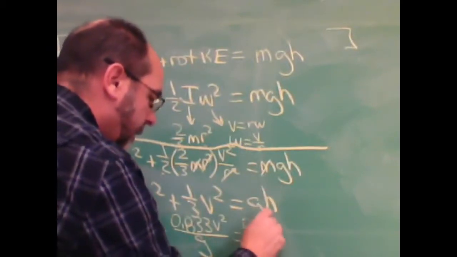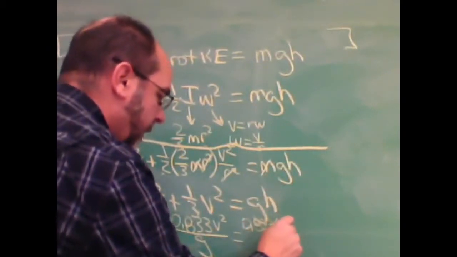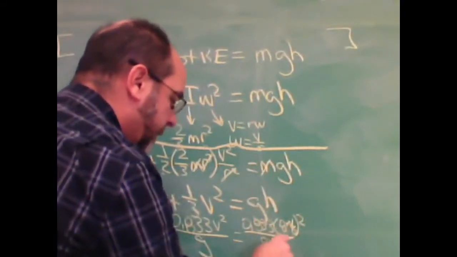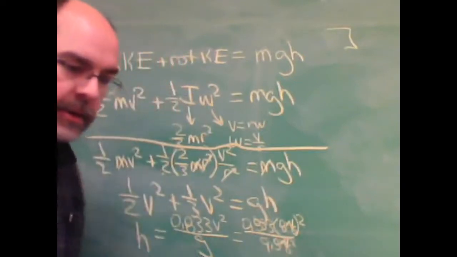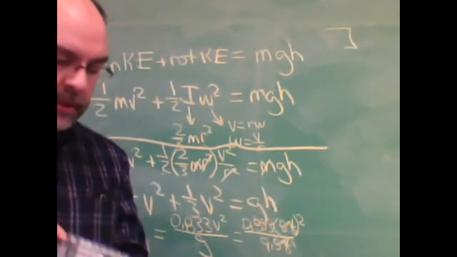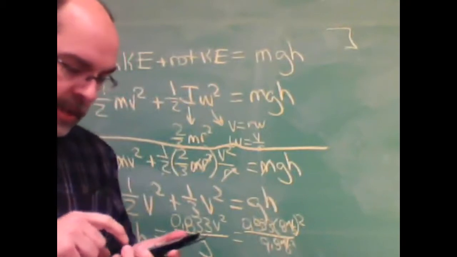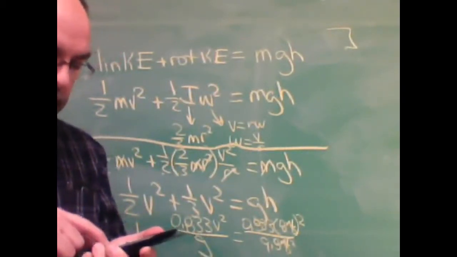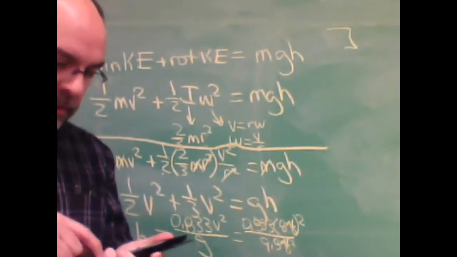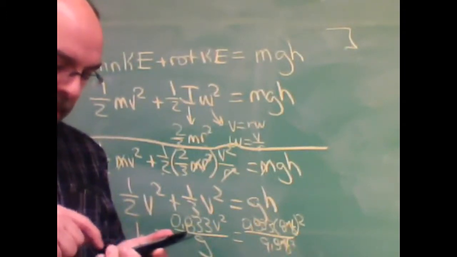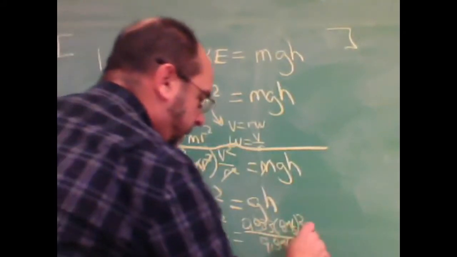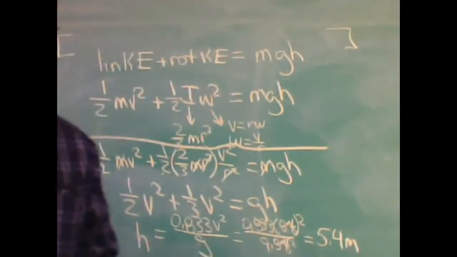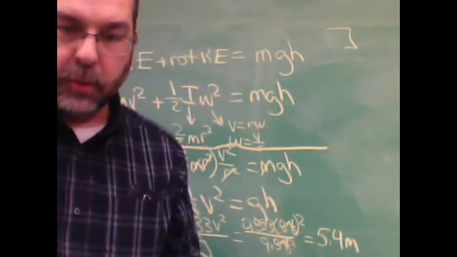0.833 times 8 meters per second squared divided by 9.8 meters per second squared. Should have my calculator out and ready, but I don't. 8 squared is 64 times 0.833 divided by 9.8 gives us 5.4 meters. That's the height that the ball will roll to.